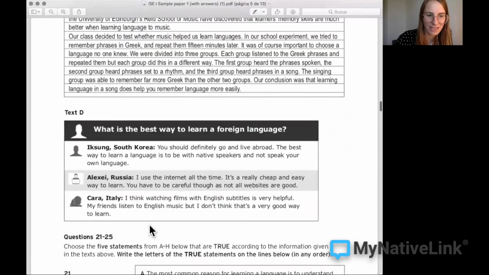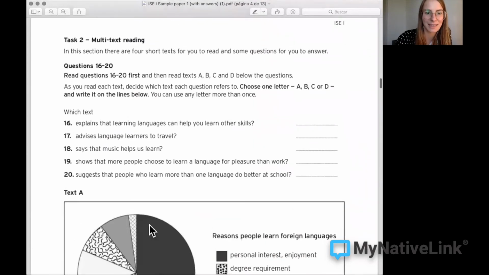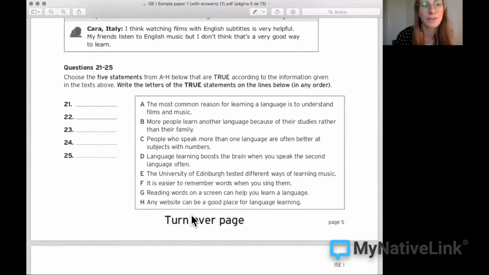Okay, so that's the first part that's similar, because we're connecting the questions to the different texts. Now we've got the next questions, that are questions 21 to 25, and it's again the same idea. You have to choose 5 statements, sorry, this is not questions, it's statements. Statement is when you say something is this way. You choose 5 statements that are true, and you write the letters on the left, on the blank spaces. It doesn't matter in which order you write these letters. Only choose the 5 ones that are true.